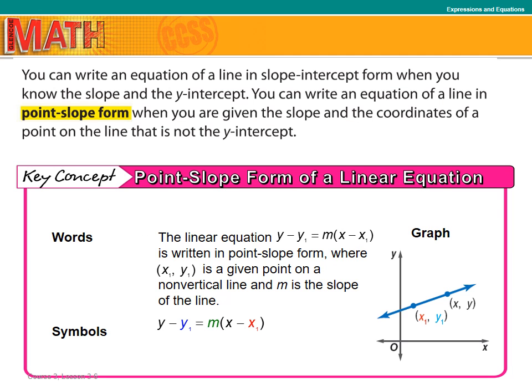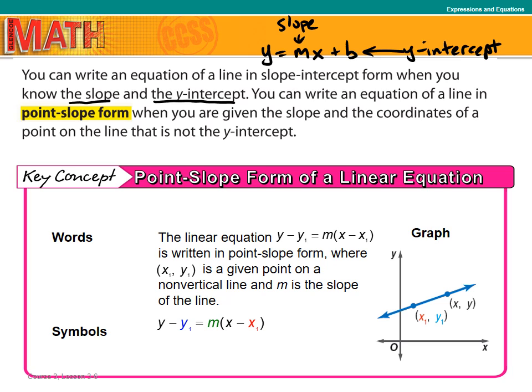You can write an equation of a line in slope-intercept form when you know the slope and the y-intercept. Reminder that slope-intercept form is y is equal to mx plus b, where the m is the slope and b is the y-intercept.